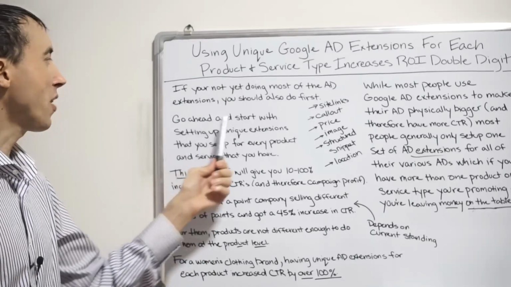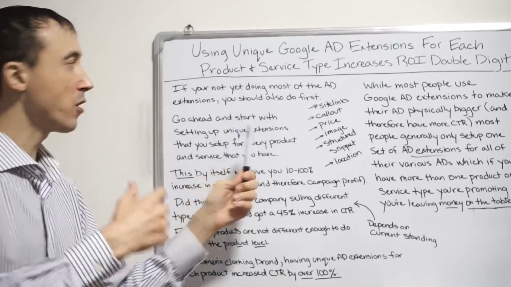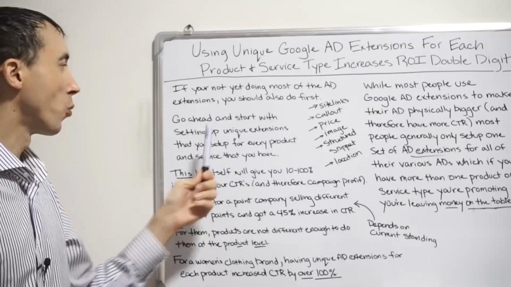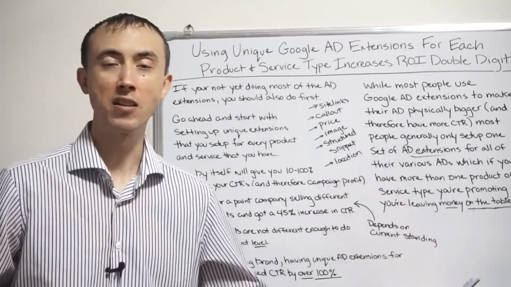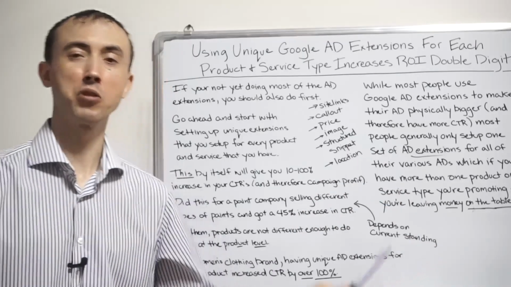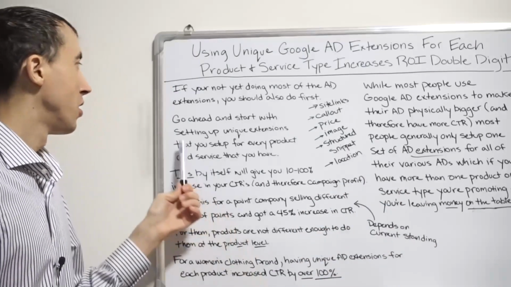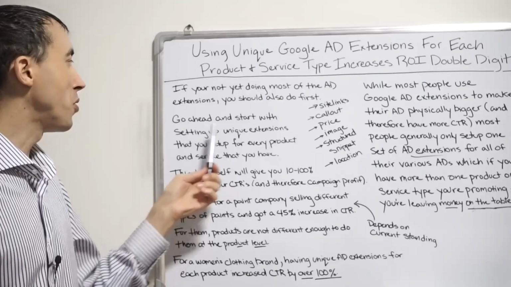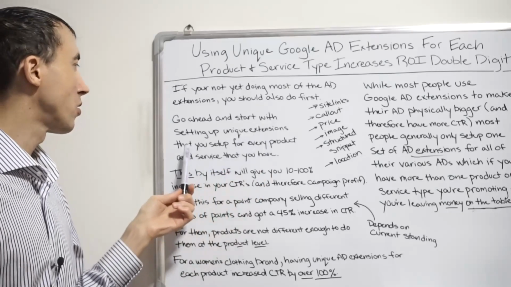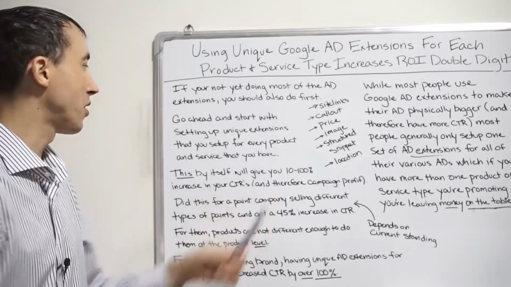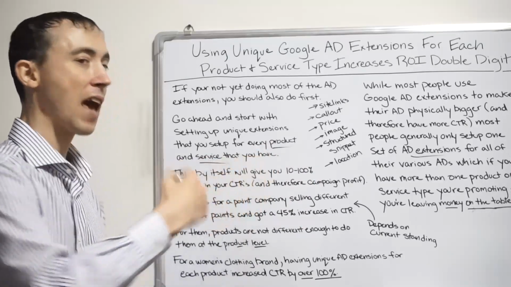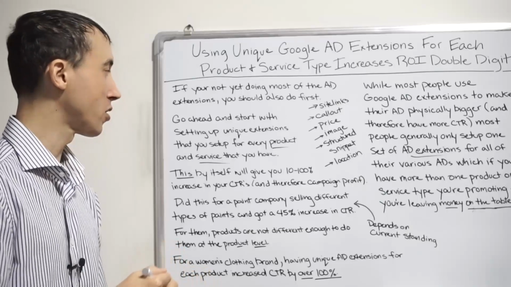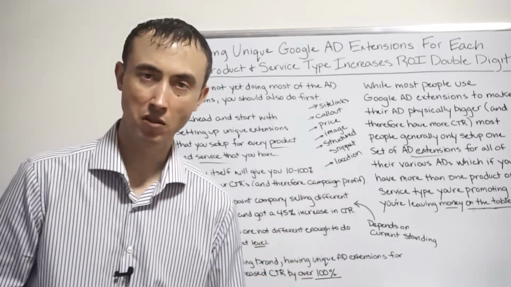But to take things further, after you have all these extensions working for your company already, you've written one ad extension and applied it to all campaigns in your account, which will get you one level of return. You can then start setting up unique ad extensions for every single product and every single service category that you have, or just every product or every service you have.